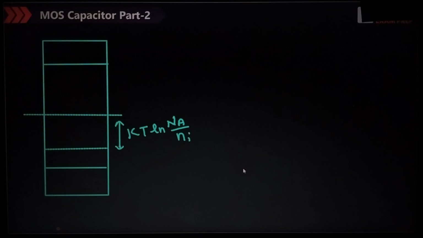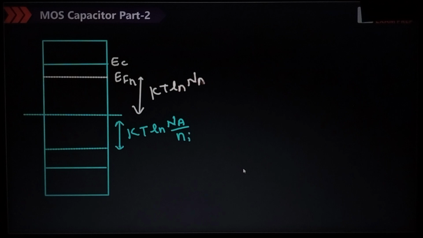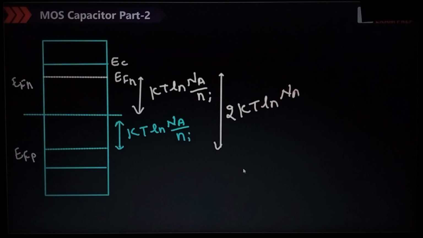And now, when it is converted to N-type, the Fermi level will be here. And this gap, for strong inversion, should be KT log of Na by Ni, upward. So what is the gap from the initial Fermi level to the final Fermi level? The gap is 2 times KT log of Na by Ni.